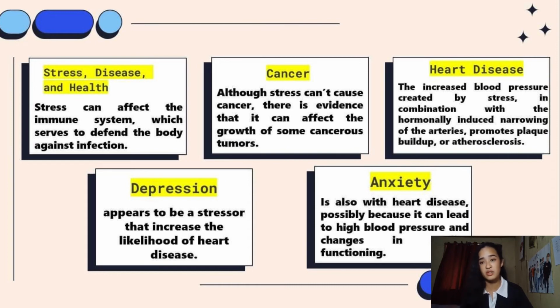Now let's move on to anxiety. Anxiety is also linked with heart disease, possibly because it can lead to high blood pressure and changes in cardiac functioning. The duration or severity of an anxious feeling can sometimes be out of proportion to the original trigger or stressor. Physical symptoms such as increased blood pressure and nausea may also develop.